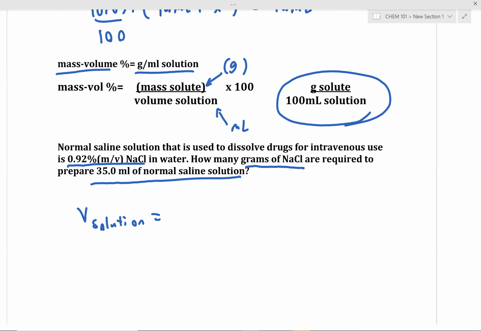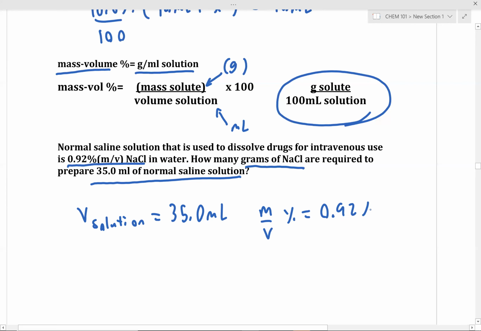How many mils of solution are we trying to make? 35 mils. So we know the volume of our solution is 35.0 milliliters. That we know. Okay. Do we know the mass over volume percent? Yep. So 0.92%.